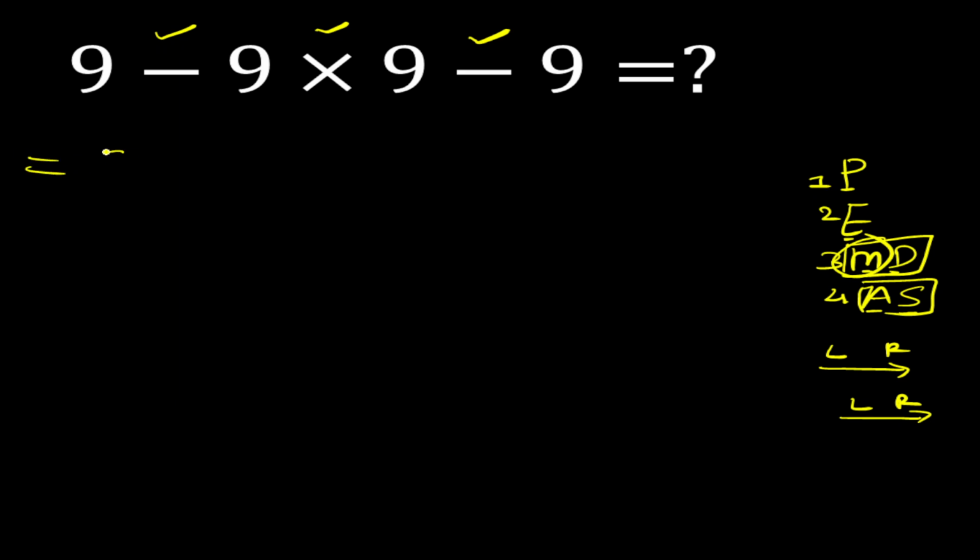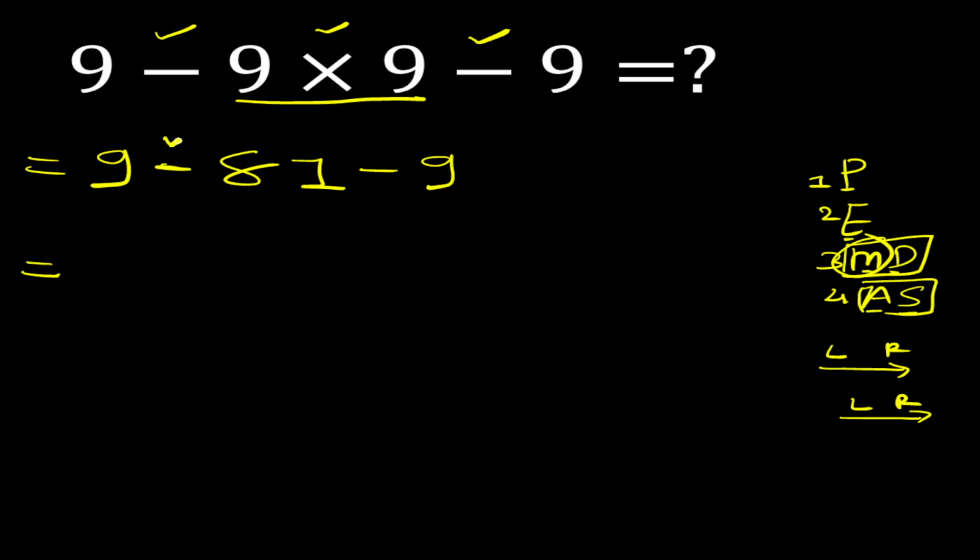So according to PEMDAS, first we have to solve multiplication. So this is equal to 9 minus, now solve this multiplication first. 9 times 9 is equal to 81 minus 9. So now here we have one subtraction and here we have one subtraction, and both have equal priority, so we have to solve it from left to right.